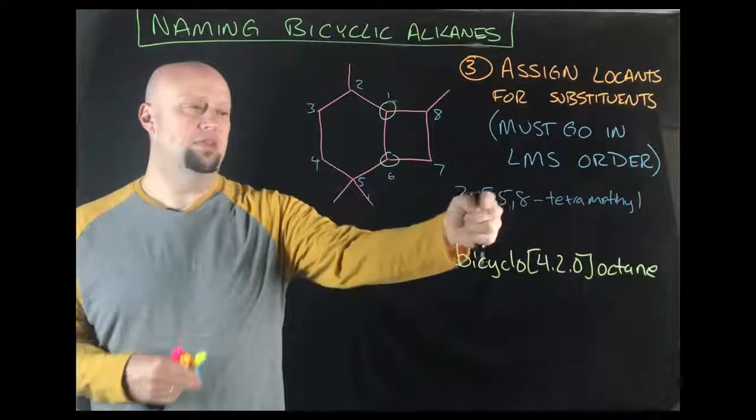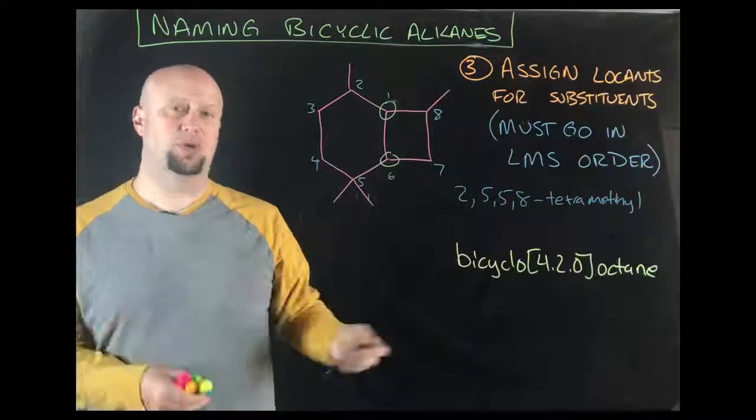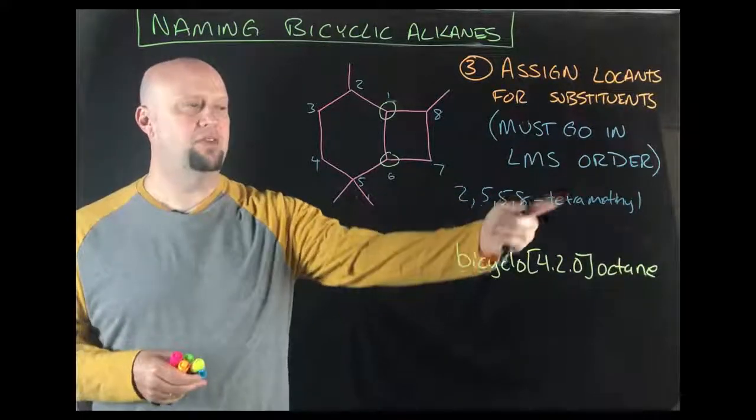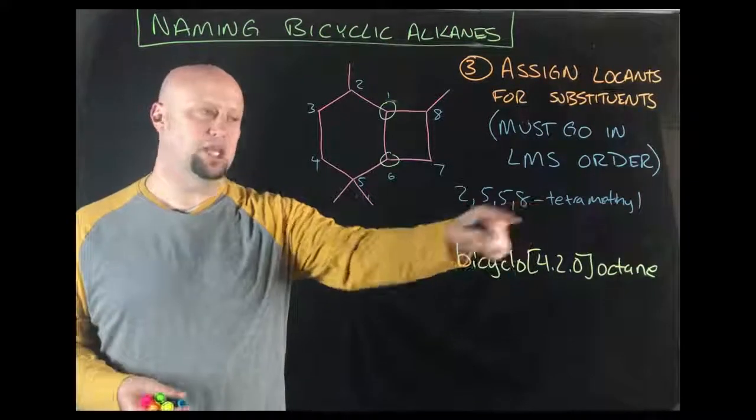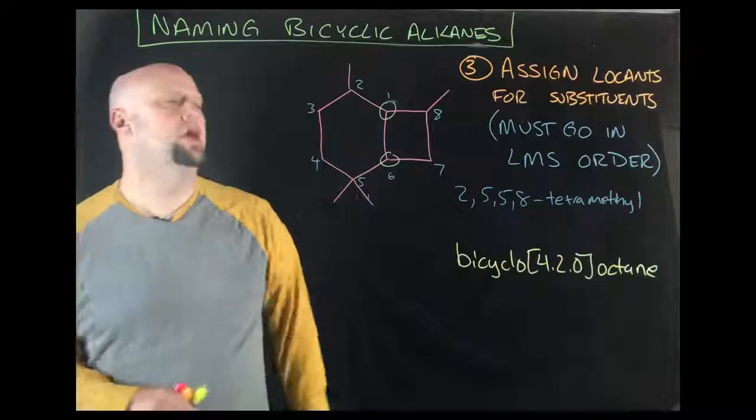No, because the fact that you put 2 5s lets you know that there are 2 methyl groups there, not just 1. If you put 2, 5, 8 tetramethyl, someone would be like, why wouldn't that be trimethyl? That doesn't make any sense. So you should have as many numbers as your prefix indicates there. Okay, so that's why that's there.